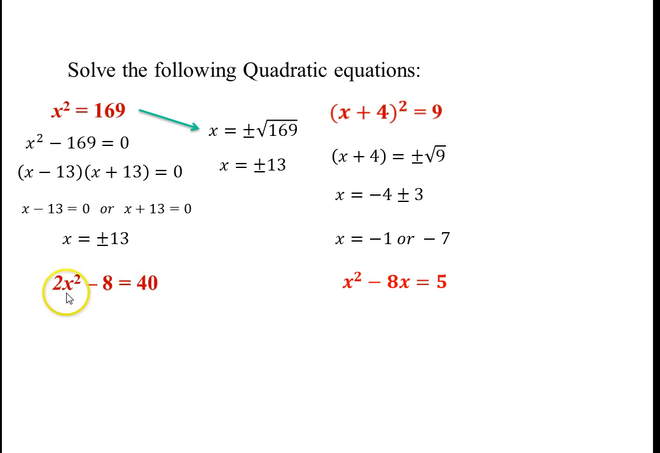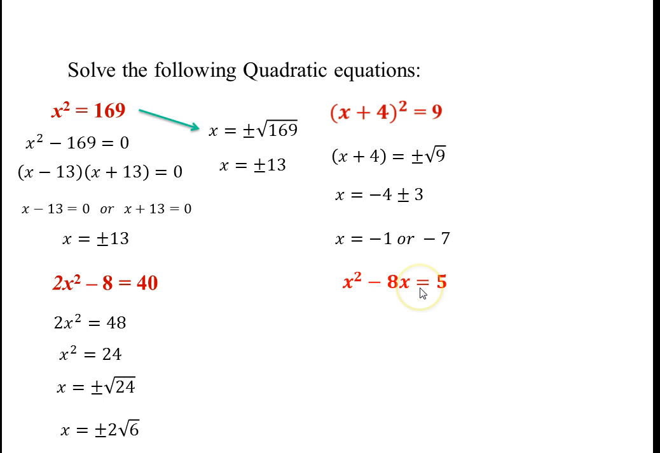Do the same thing down here for this equation. Let's isolate the variable, add 8 to both sides. Divide both sides by 2, so we get x squared equals 24. We could now take the square root of both sides, so x equals plus or minus square root of 24. And now we're going to simplify this radical. We did that in grade 10. So 24 is the same as 4 times 6. 4 is a perfect square, the square root of which is 2. There is no square root of 6, so x equals plus or minus 2 root 6.